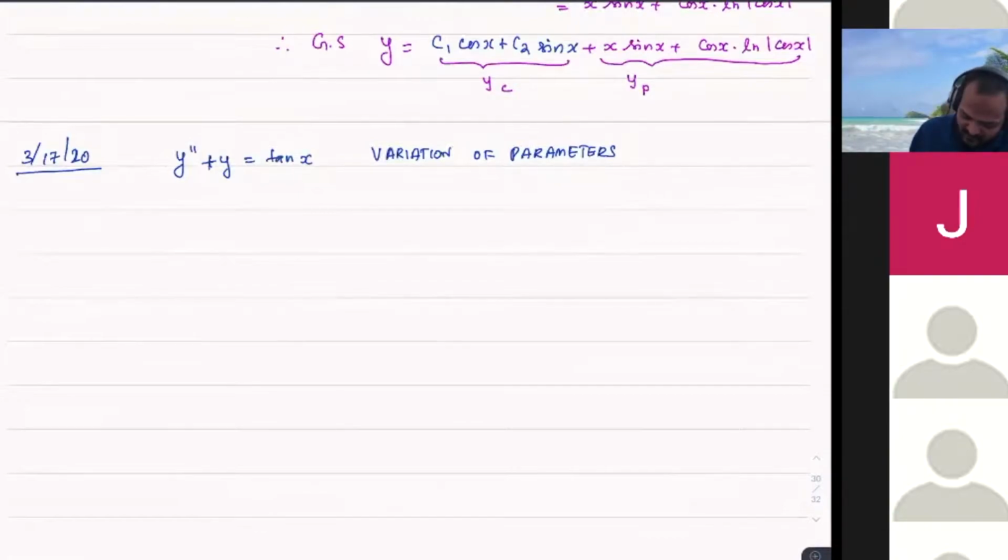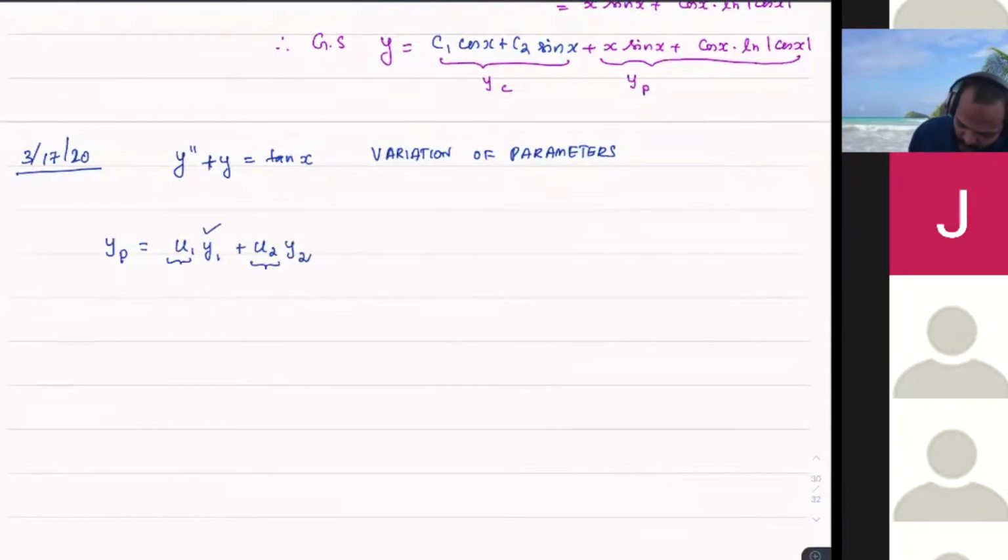How do we solve it? The idea of finding this yp is the following. We are going to set yp equal to u1 y1 plus u2 y2, right? Here u1 and u2 are functions that we don't know. We need to find them.